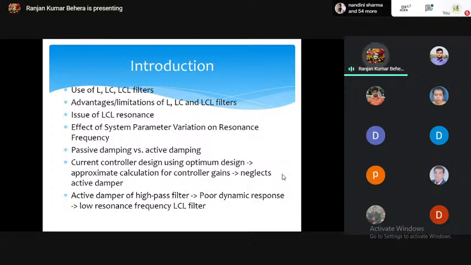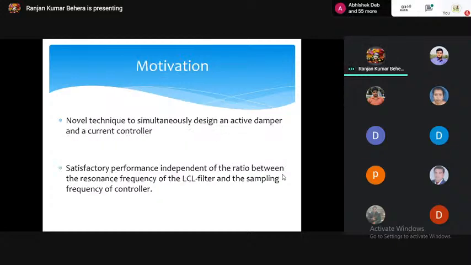And passive and active damping. Okay, generally we sometimes give passive damping, which is low cost, that is why passive damping is also important. And then current controller design by using optimization method and approximate calculation of the controller gain, neglecting the active damper. Active damper as a high pass filter, and poor dynamics at the low resonant frequency of the LCL filter.